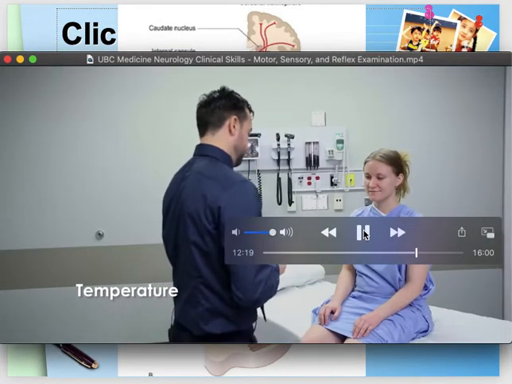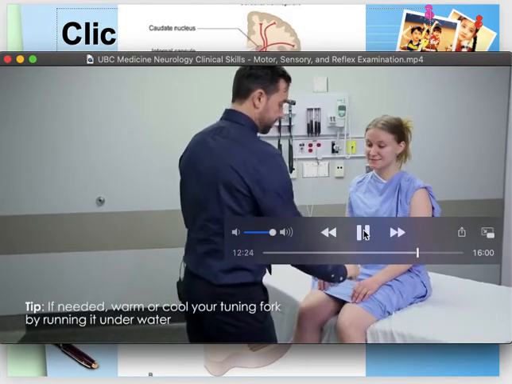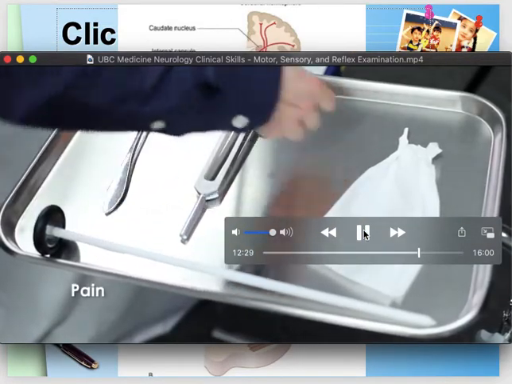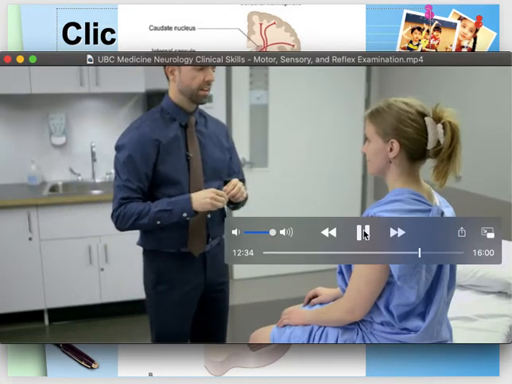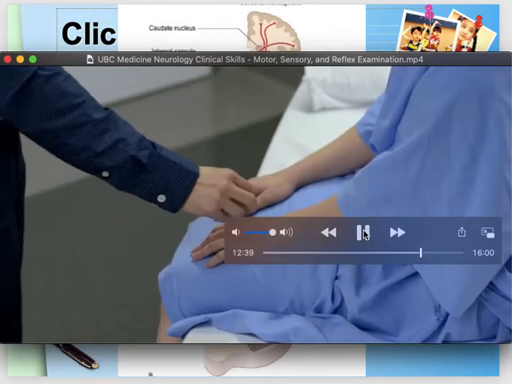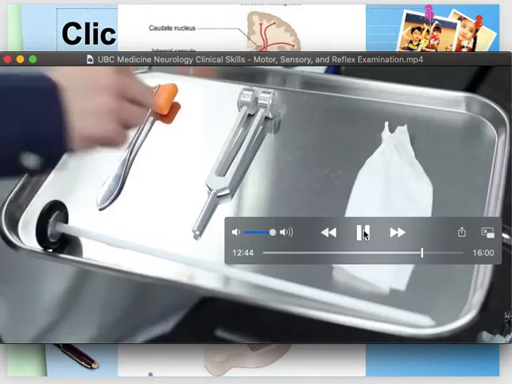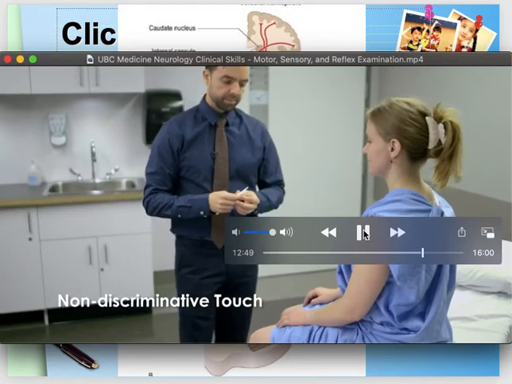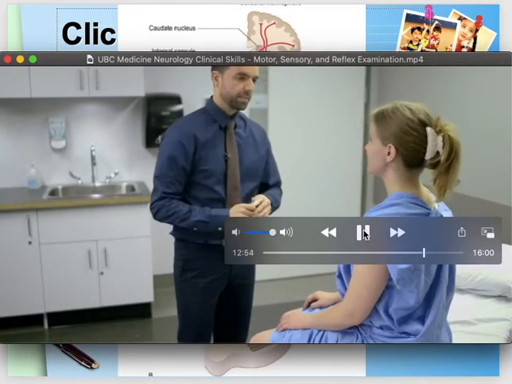Sensation by applying a warmed or cooled tuning fork to the skin. Is that cold? Yes. Is that cold? Yes. Assess pain sensation by applying a sharp object, such as a safety pin or broken tongue depressor, to the skin. Can you close your eyes? Is this sharp or dull? Sharp. Dull. Sharp. Good. Assess non-discriminative touch by applying a soft object, such as a cotton ball or tissue, to the skin. Do you feel that? Yes. Do you feel that? Yes.